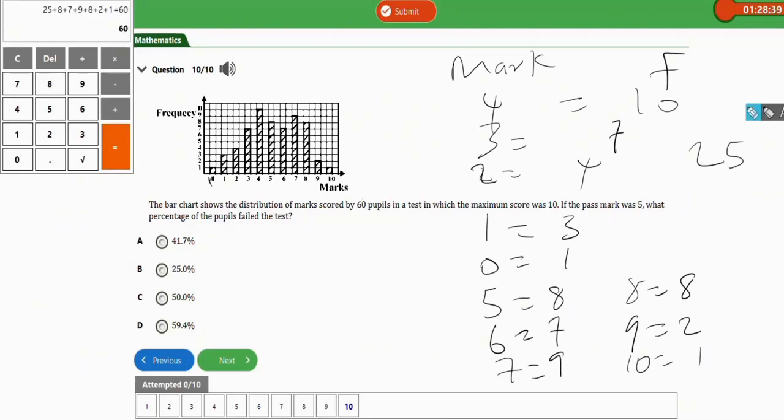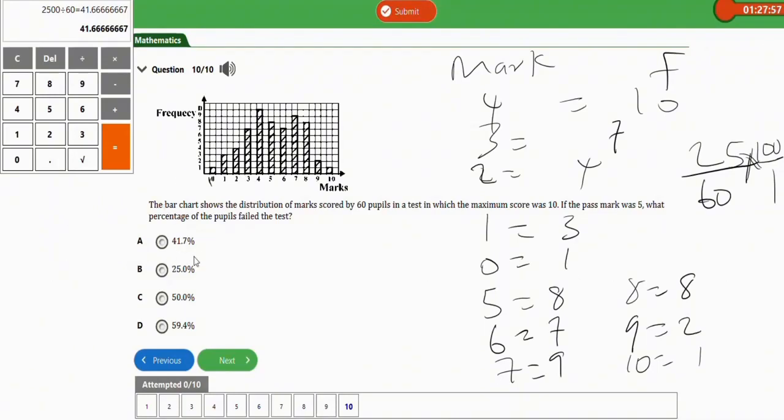Okay, so we have 25 over 60 times 100 over 1. Let's punch this on the calculator. We have 25 times 100, divide by 60. We have the output to be what? 41.66, which is approximately 41.7 if you are rounding off to one decimal place. So that's it. The correct option is option A. It's as simple as this.